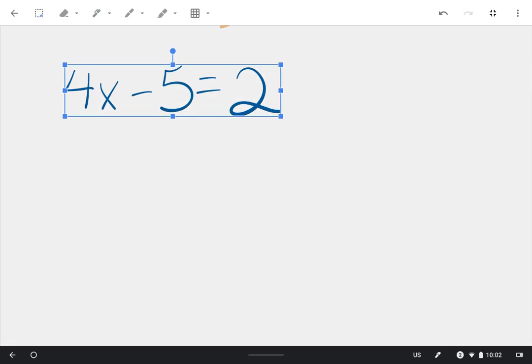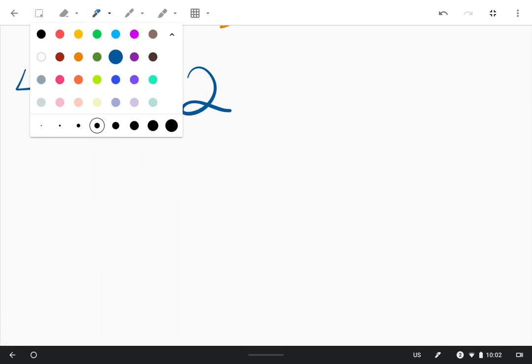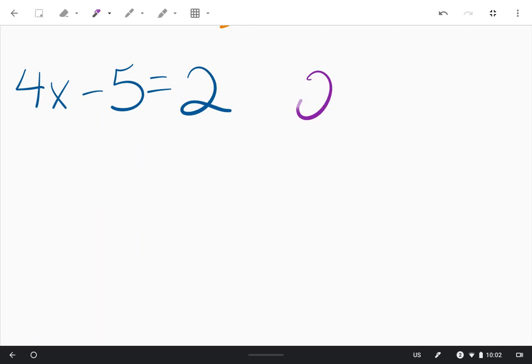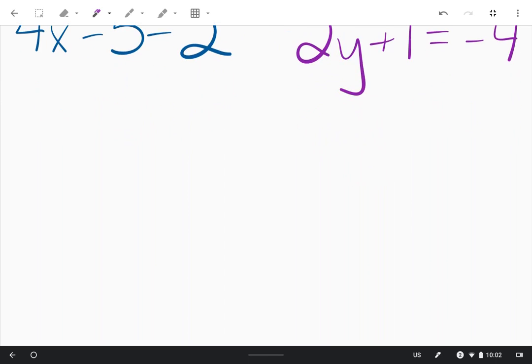I'm actually going to grab this and move it. There we go. And then we might have an equation for y like this, 2y plus 1 equals negative 4. And so they want us to basically combine these two so that they end up in the standard form.